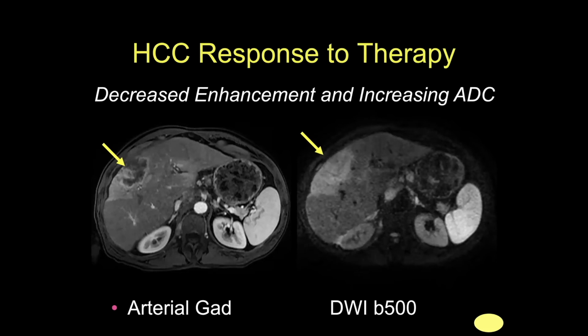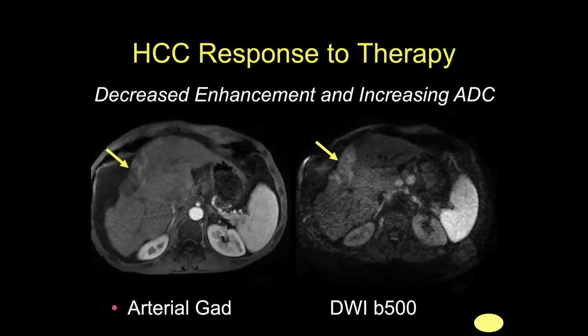So this is a patient we can see has a large mass. It's enhancing with gadolinium on the left, and it's bright with diffusion weighted imaging on the right. The patient then came back after treatment, and you can see that there's less enhancement, but in addition, there's less signal on the diffusion weighted images. And on these magnitude diffusion images, that indicates that we have an increasing ADC value. That's another marker of response to treatment.